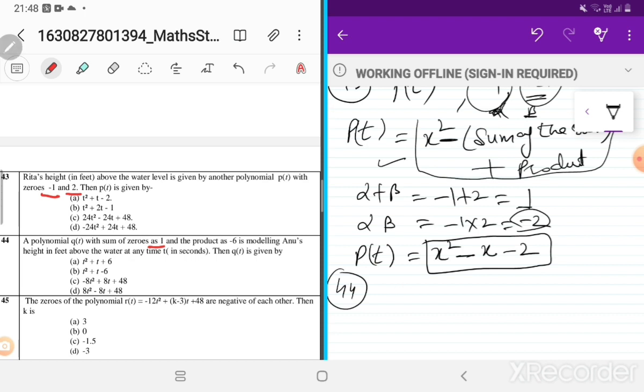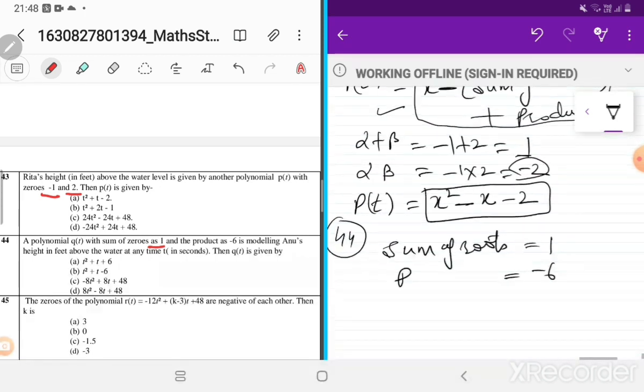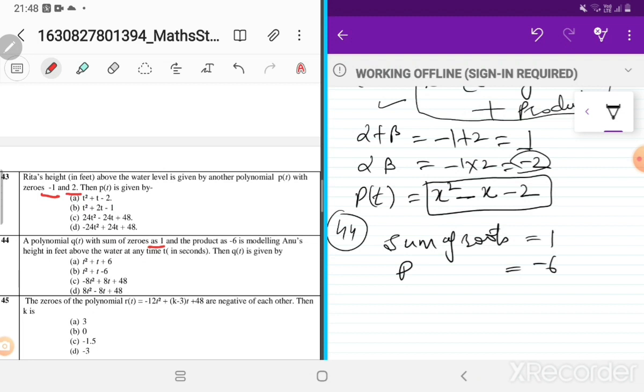The sum is already given. So I have the sum of the roots, we'll write it here, that is 1. And the product is given, that is minus 6. Okay, so this is already given. Then Anu's height in feet above the water at any time in seconds is modeled by the polynomial qt with the sum of the zeros as 1 and product as minus 6. So here we have to find qt, right?